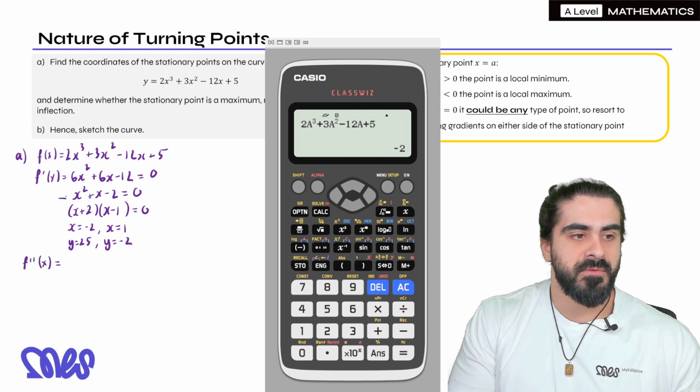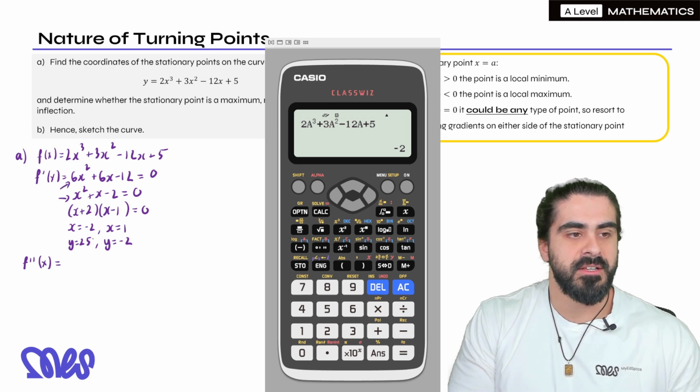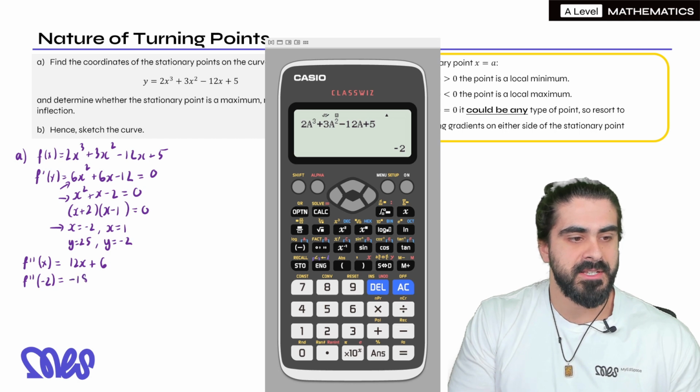So there's our coordinates. But now we need to determine the nature, so we need to differentiate again. Now remember, do not differentiate the simplified version. That was only for solving. We need to differentiate our original. So 6x squared becomes 12x, 6x becomes 6. And then we need to sub in our x values to determine the nature. So we're going to sub in minus 2. 12 times minus 2 is minus 24 plus 6 is minus 18, which is negative. Therefore, we have a maximum. When we sub in 1, we get 12 times 1 plus 6 is 18, which is bigger than 0, which is a minimum.